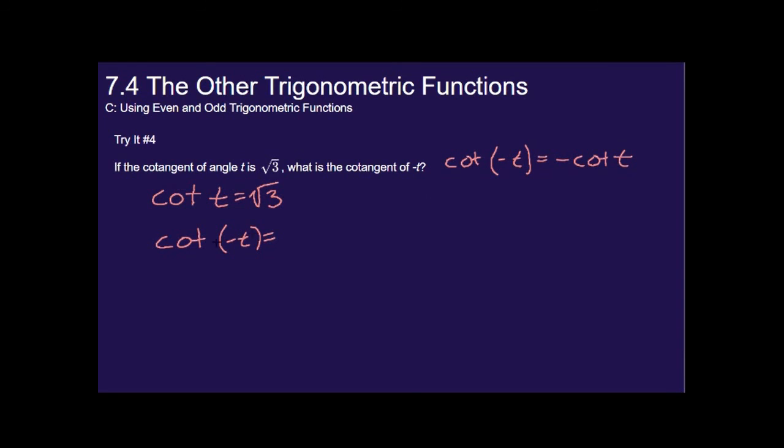Okay, so if the cotangent of t is equal to square root of 3, and then we change t to a negative, then we know that we have to put a negative in front of the whole function, negative cotangent of t, and we know that cotangent of t is square root of 3, so negative square root of 3. So the cotangent of negative t is negative square root of 3.